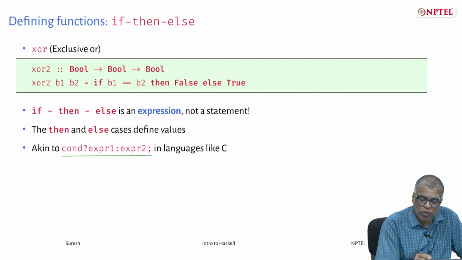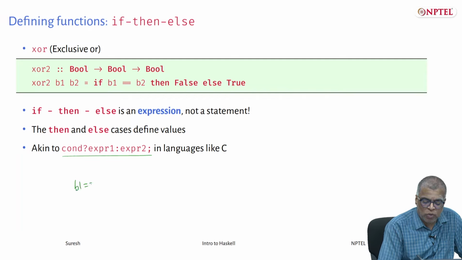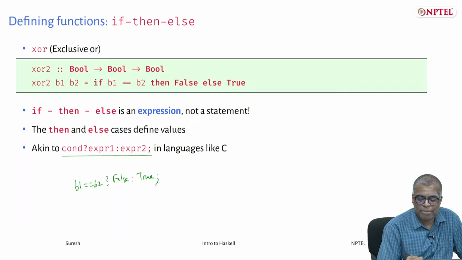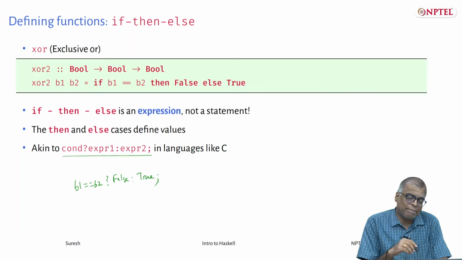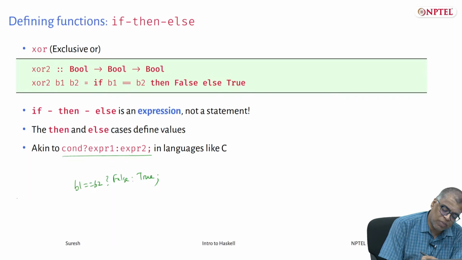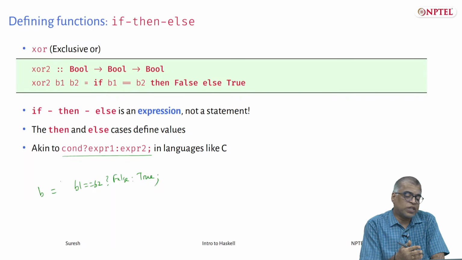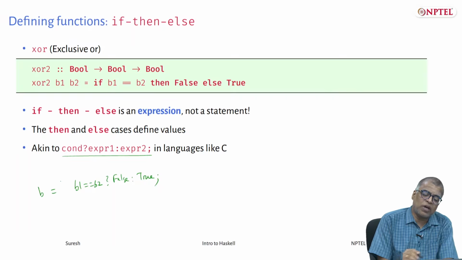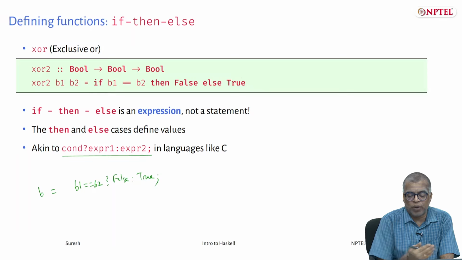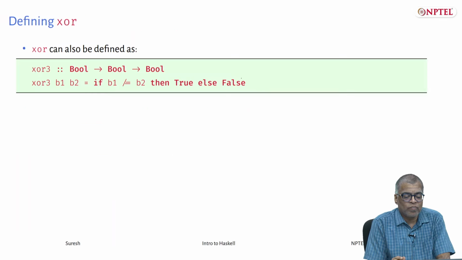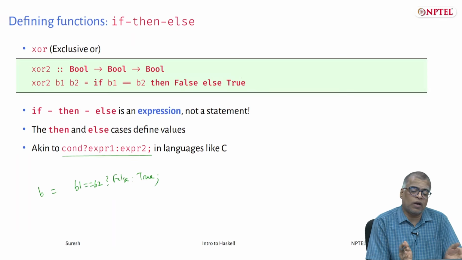In C, if you want to do this, you would write B1 equals B2 question mark false colon true. Okay, that is a single expression in C, and you can assign this to some variable in C and Java and so on. Okay, and the same thing here. So, this whole thing is an expression, and you can bind it to a name if you want to. Okay, so that's if then else.